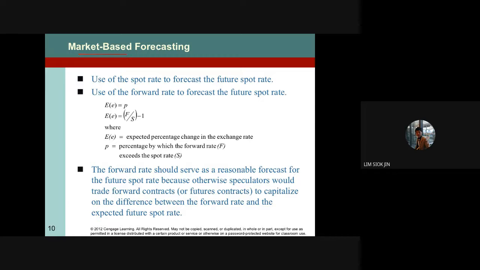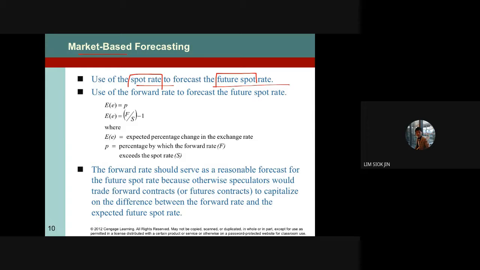So market-based forecasting is the third method, where you use the spot rate to forecast the future rate. So you remember IRP, interest rate parity. You know that the future exchange rate can be forecasted using current data. So how can you forecast the future using current data? Because when you want to exchange foreign currency today, you will use the spot rate, right? If you want to exchange it in the future, you will look at the future rate, right?